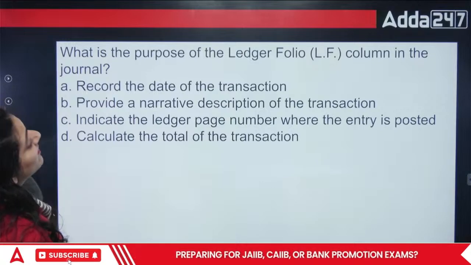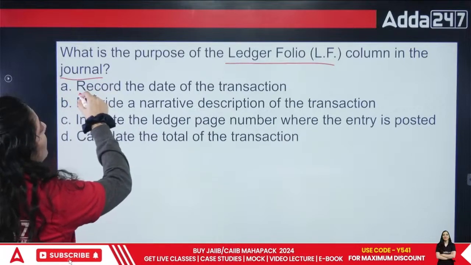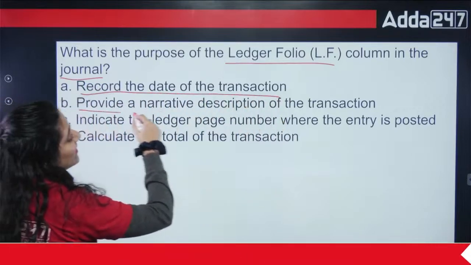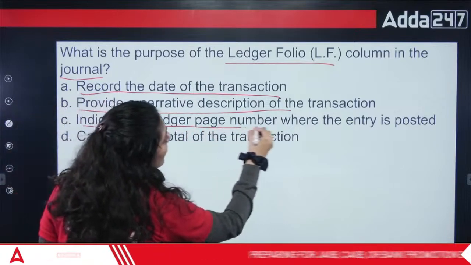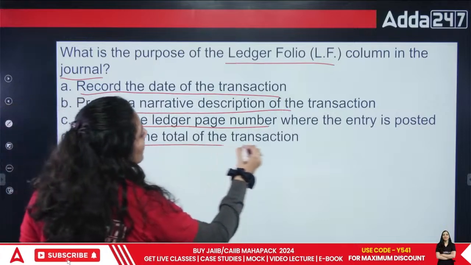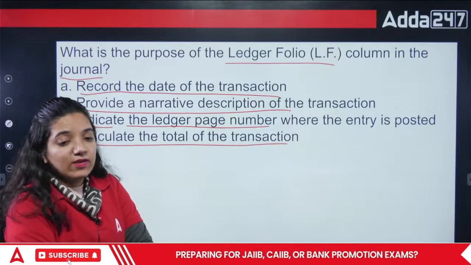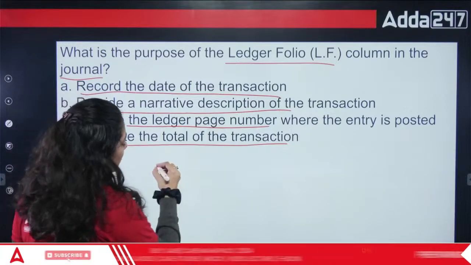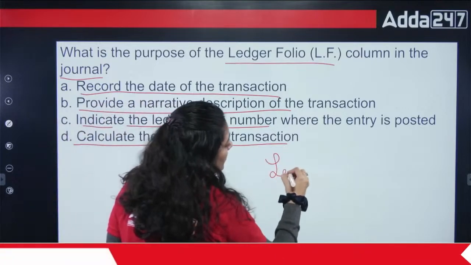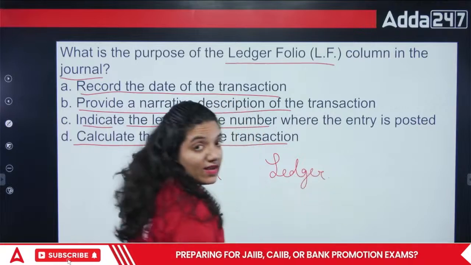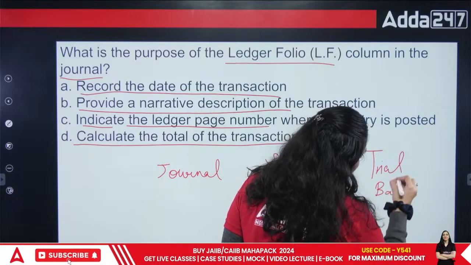Then comes, what is the purpose of the ledger folio, everyone? Column in the journal: record the date of the journal, then provide a narrative, a description of the transaction, then indicate the ledger page number, or calculate the total of the transaction. What is the purpose of LF? Okay, ledger folio, when we are making a journal. From journal, we move to ledger. From ledger, we move to trial balance.